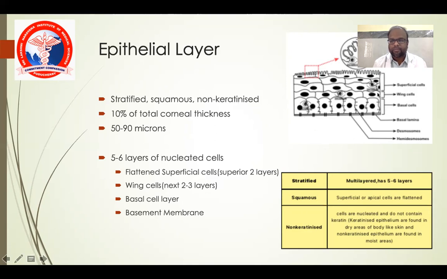So the stratified squamous non-keratinized epithelium forms the topmost superficial layer, followed by the wing cells and the basal cells. The basal cells are more rounded, and as they travel up, they become more flattened until they become the superficial cell layer. So again, it is stratified, it is squamous, and it is non-keratinized.